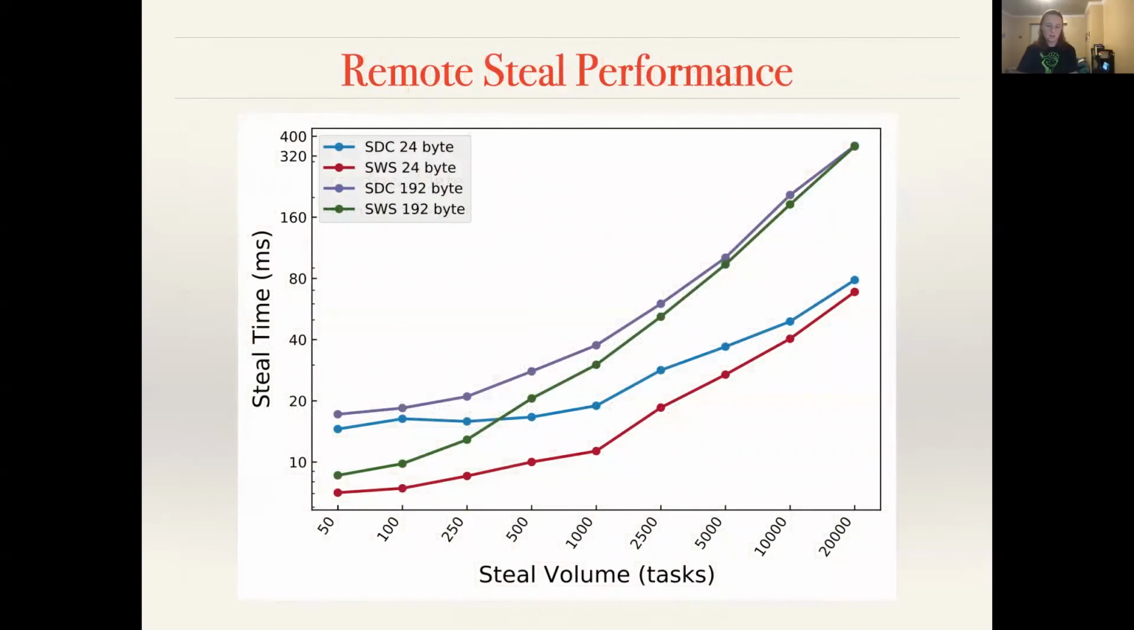So this graph shows the time taken to steal work from another process with 2 different task sizes. We can see that with smaller volumes of tasks, SWS performs over twice as well because of that reduction in communications. As you approach the larger steal volumes, the time taken to complete it is dominated by the transfer of the tasks themselves rather than the stealing overhead. So that's why those get closer together.